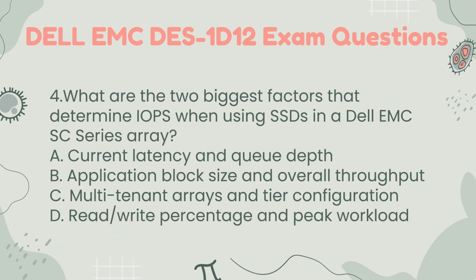4. What are the two biggest factors that determine IOPS when using SSDs in a Dell EMC SC series array? A. Current latency and queue depth. B. Application block size and overall throughput. C. Multi-tenant arrays and tier configuration. D. Read, write percentage and peak workload.